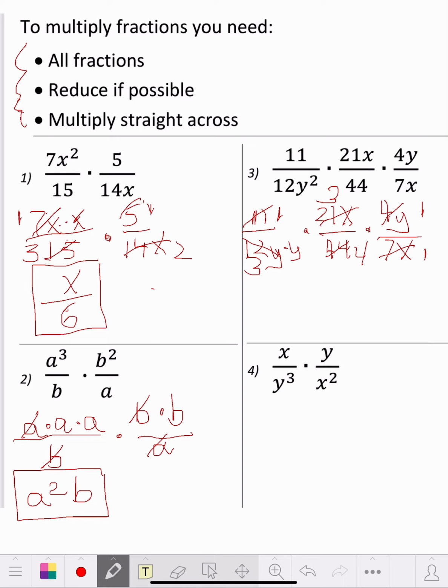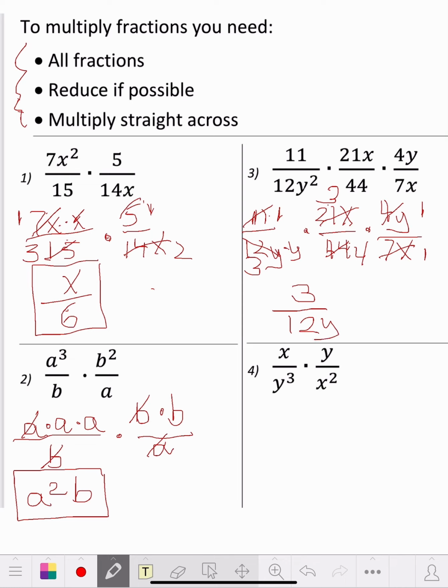So, let's see what we got here. 1 times 3 is 3. And then at the bottom here, let's see, I got 3y times 4, 12y.